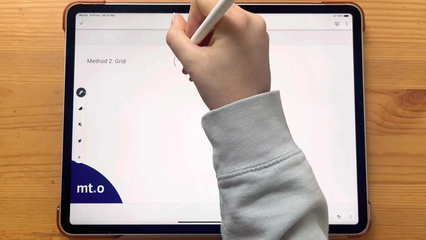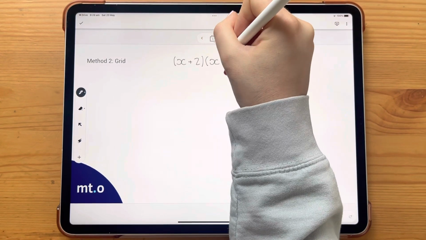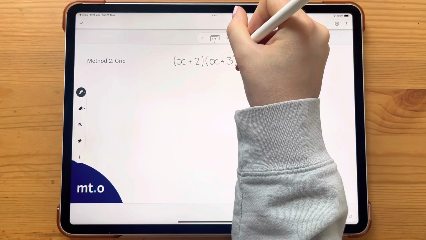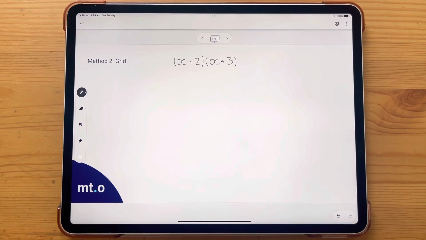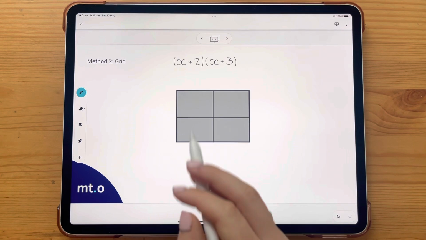The second method we're going to look at is the grid method. So we're going to do the same problem again, which is x plus 2 multiplied by x plus 3. And I'll show you how it works with this method instead. So the first thing you need to do is draw yourself a grid. And then what we're going to do is write each bracket next to the grid.